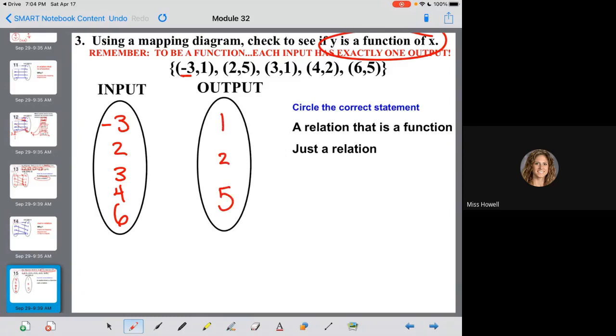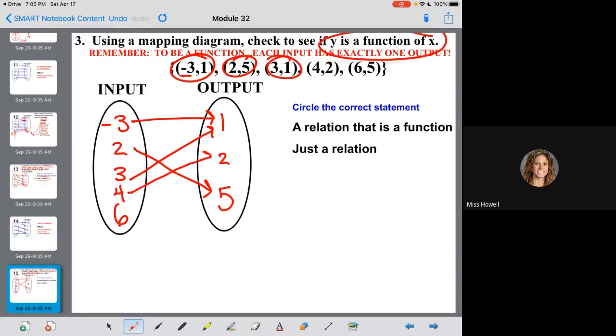All right, let's sew them pickles. -3 to 1, 2 to 5, 3 to 1. That's not a fail. You're allowed to have 2 inputs going to the same output. You just can't have an input that goes to 2 different outputs. So be careful, we're still passing here.